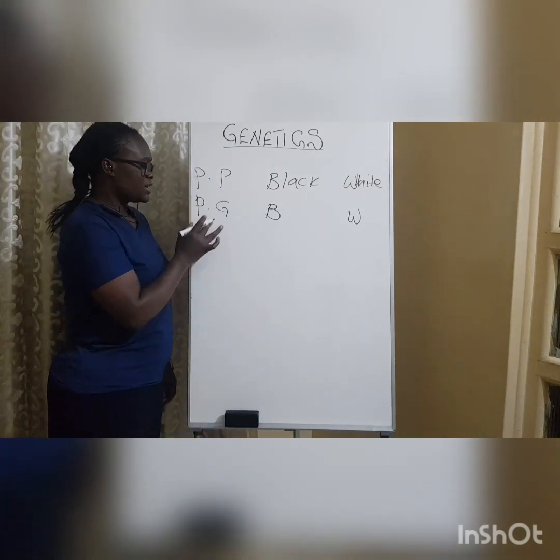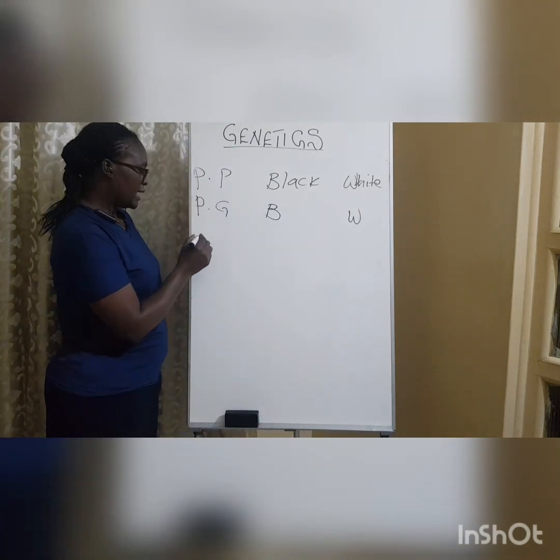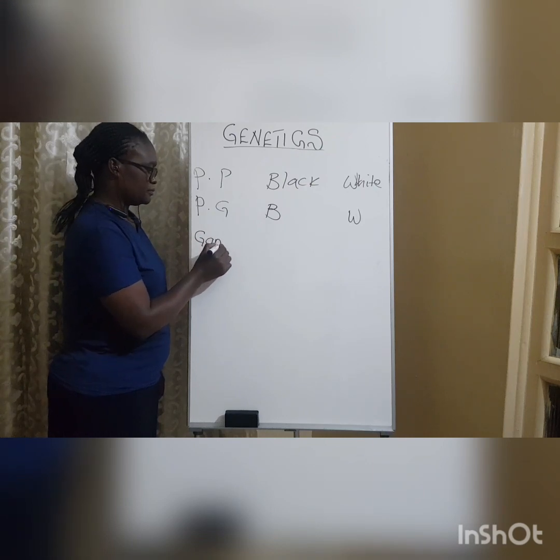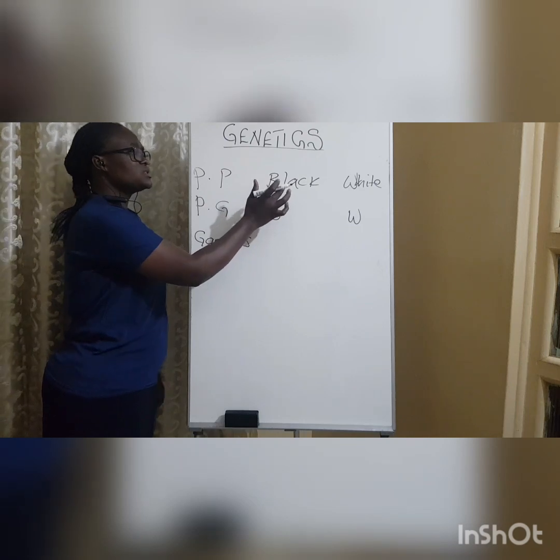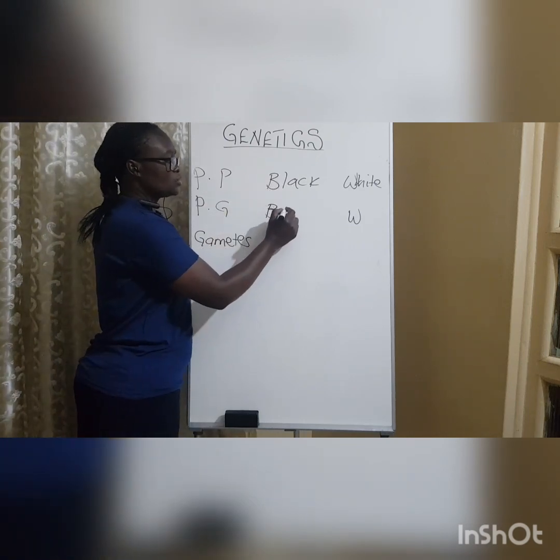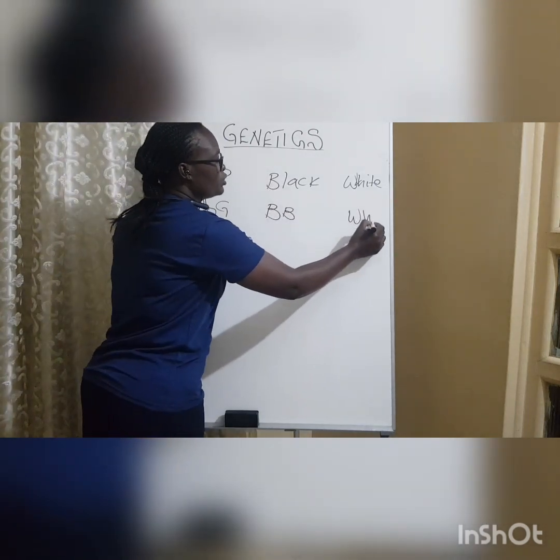Then from there, the next step is the gametes. Now, since this one is a pure breed, it's BB, and this one is WW.